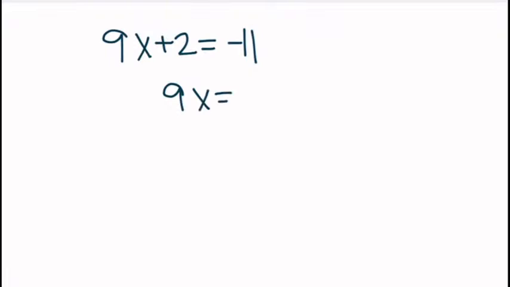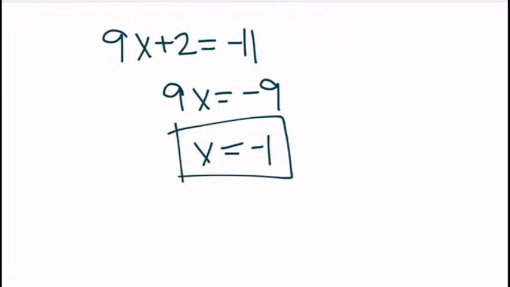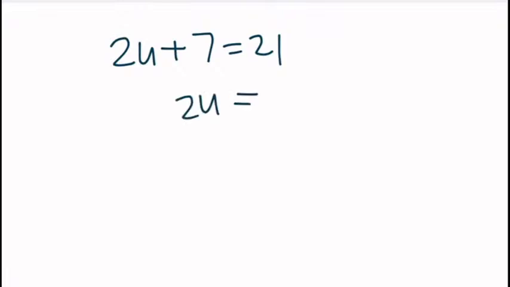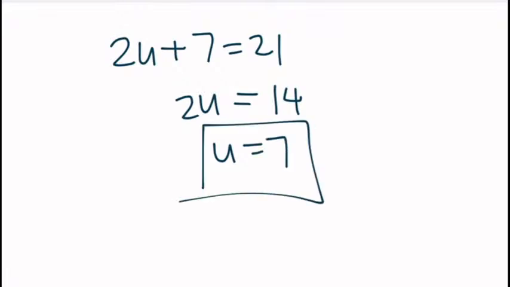Let's try 9x plus 2 equals negative 11. So we're going to add 2 on both sides. Negative 11 plus 2 is negative 9, and negative 9 divided by 9 is equal to negative 1. I'm just trying to get through all the basic problems super fast so that we can get into the more complex ones. So next we have 2u plus 7 equals 21. So to get the numerical values on one side, we have to subtract by 7. 21 minus 7 is equal to 14. And divide by 2 to get 7 as your final answer.